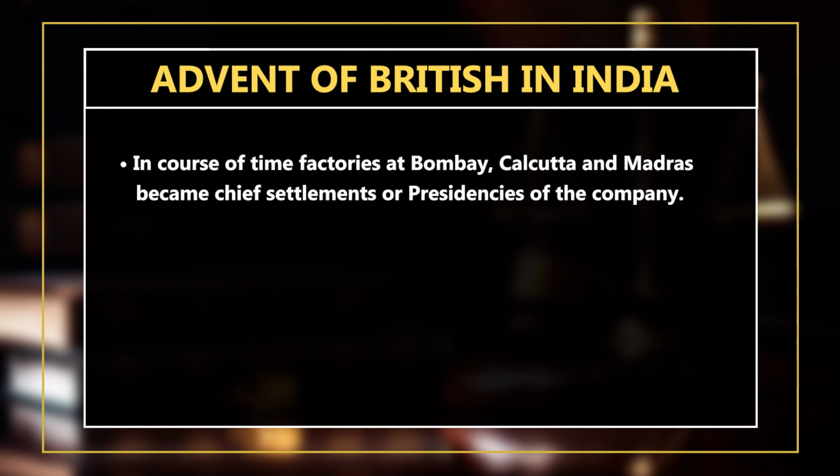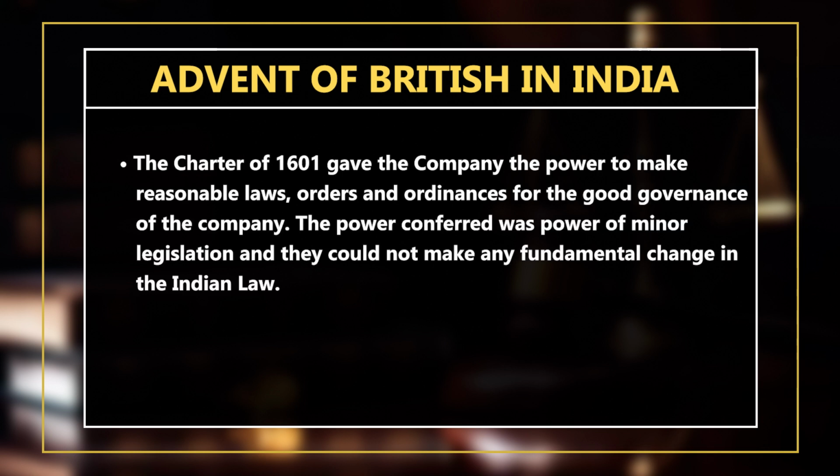In the course of time, many factories at Bombay, Calcutta and Madras became chief settlements, or the presidencies, of the company. The Charter of 1601 gave the company the power to make reasonable laws, orders and ordinances for the good governance of the company. The power conferred was the power of minor legislation, and they could not make any fundamental change in the Indian law.